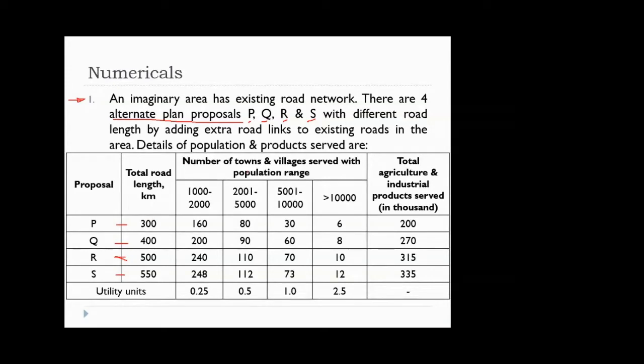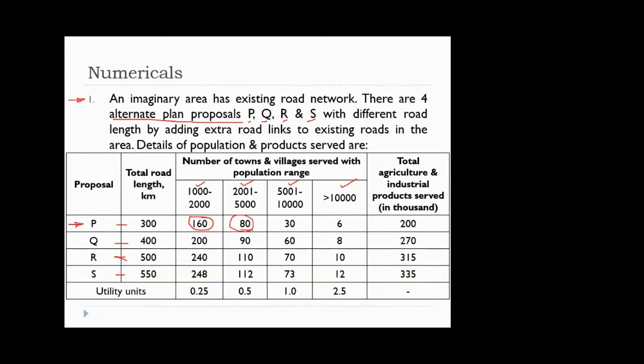And the data that they have given is the number of towns and villages served with the population range. As I told you, they have divided the population in ranges and come up with the number of towns and villages. If you consider proposal P, there are 160 villages and towns which have a population of 1000 to 2000.